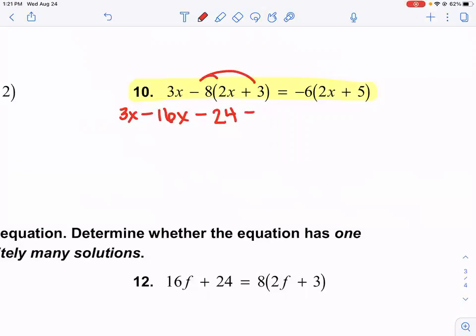Now we also have this negative 6 to distribute through. We have negative 6 times 2x, and we have negative 6 times 5. First of all, before I go any further, is everybody okay with our left side being 3x minus 16x minus 24?